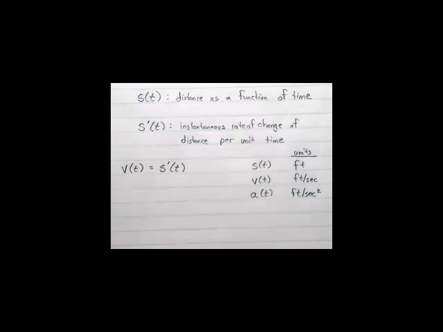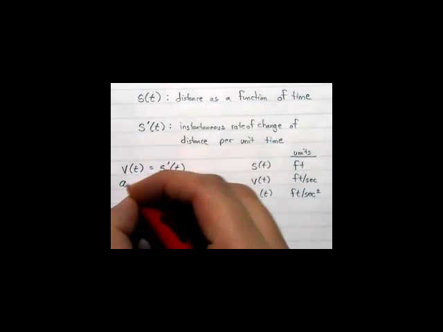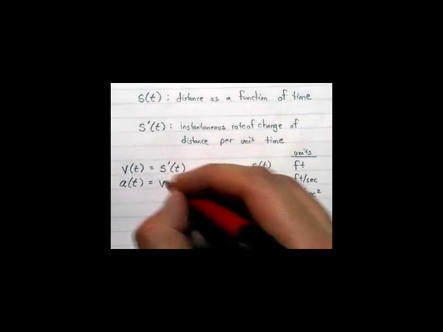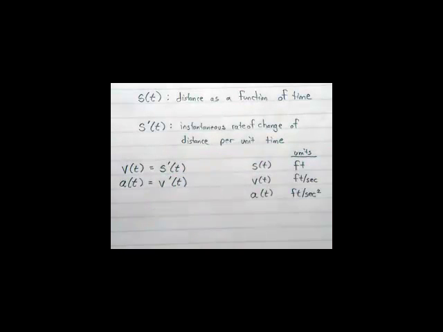Okay? So there's kind of a little hierarchy to this, right? Velocity is the change in distance. Acceleration is the change in velocity. So I could define acceleration as the derivative of what? Velocity, right? Okay, so these relationships are going to be key. Velocity is the change in the distance per time. Acceleration is the change in velocity per time. That sort of thing.